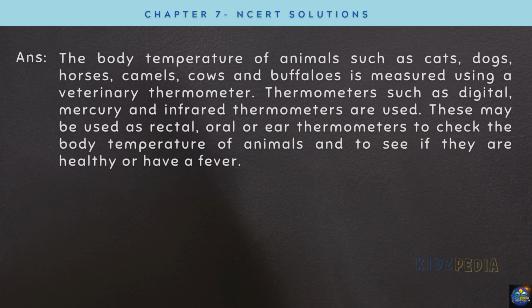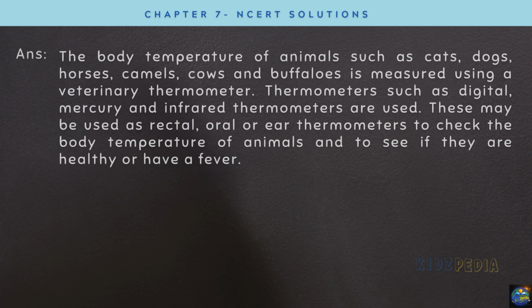The body temperature of animals such as cats, dogs, horses, camels, cows and buffaloes is measured using a veterinary thermometer. Thermometers such as digital, mercury and infrared thermometers are used. These may be used as rectal, oral or ear thermometers to check the body temperature of animals and to see if they are healthy or have a fever.